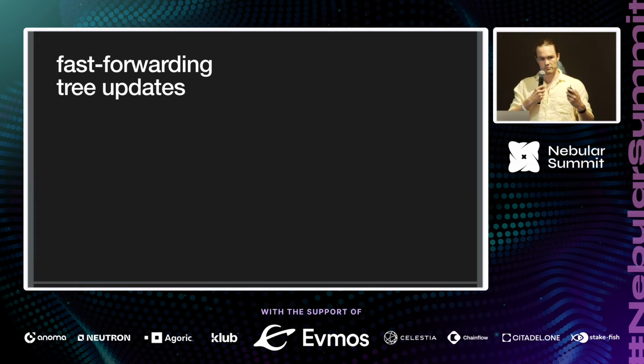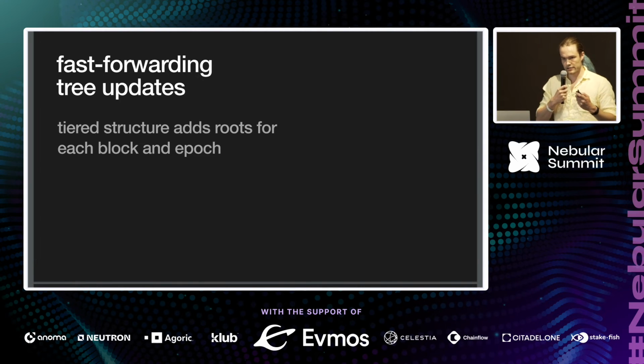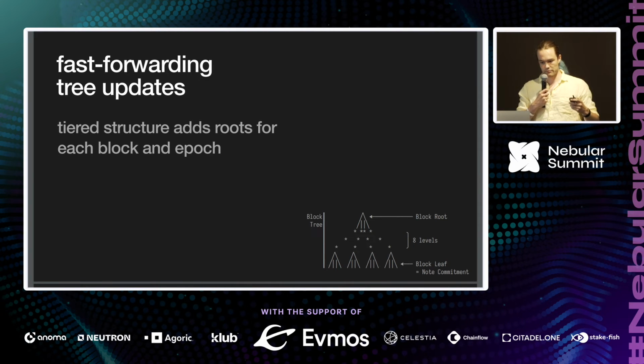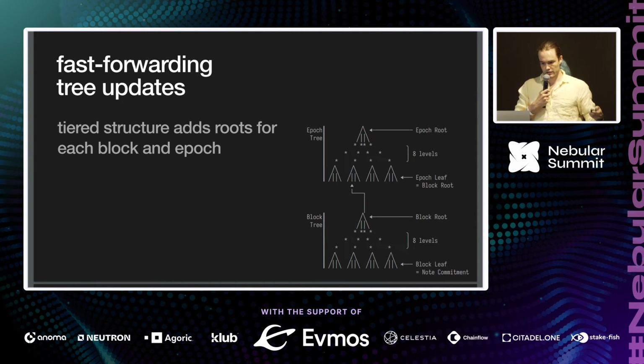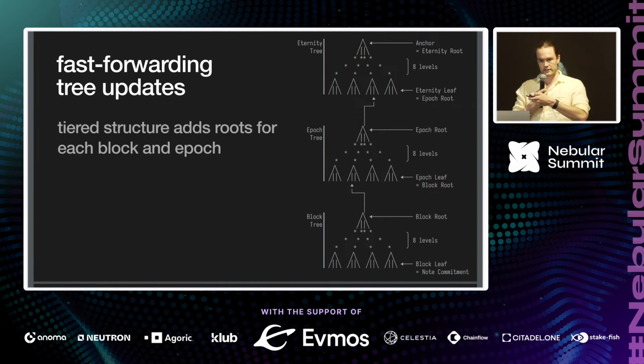So our commitment tree that we use for these private states has a tiered structure that has these intermediate roots for each block and epoch. So we start at the bottom with this block tree. This is all of the new data that was created in a particular block. That tree is going to be rooted as the leaf of this epoch level tree that groups together related blocks. And then that gets put into this global, what we call eternity tree, for the entire history of the chain state.